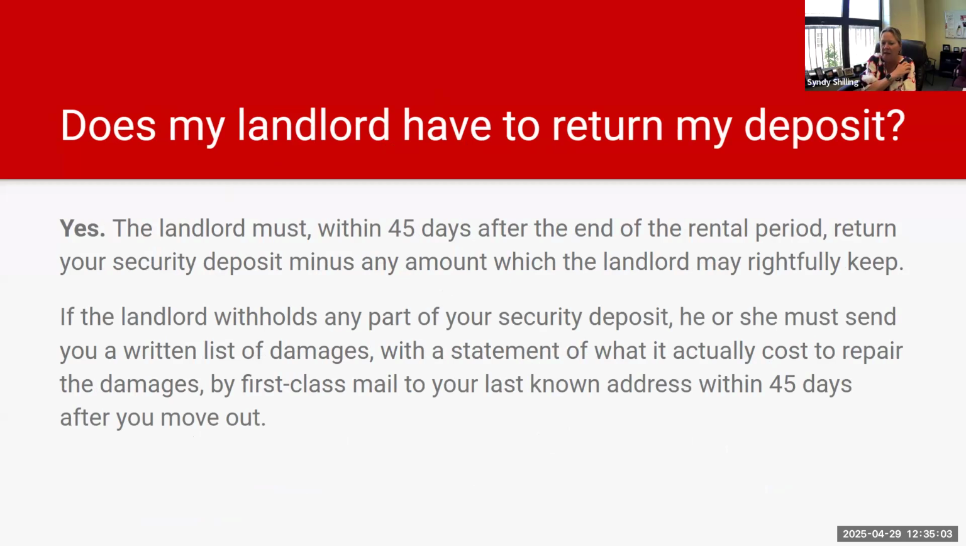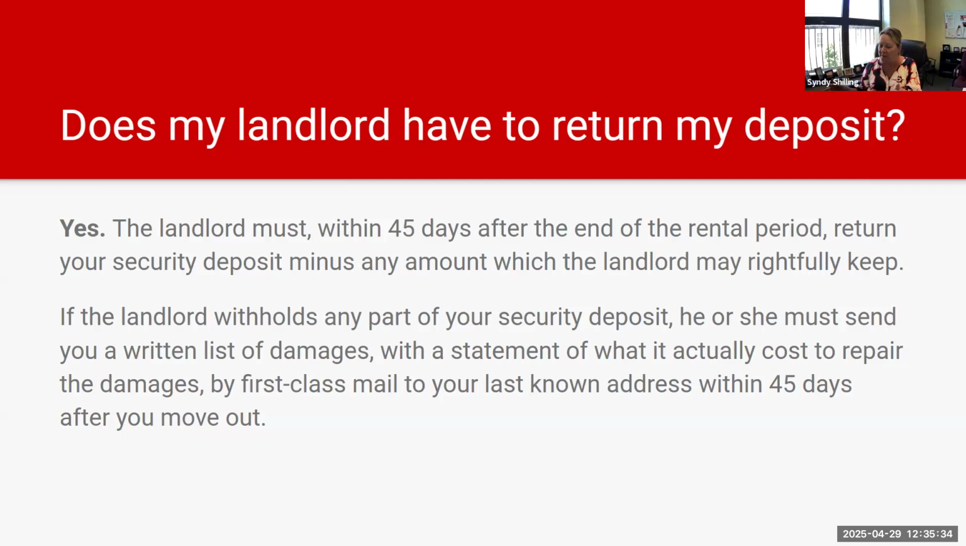I can take this one. So in Maryland, the landlord has 45 days after the rental period, so after the lease ends, to return either the security deposit in its entirety or a portion of your security deposit, along with an itemized list of what they're withholding for damages, or none of the deposit and explaining why all of that deposit money is needed to address damages in an itemized fashion.